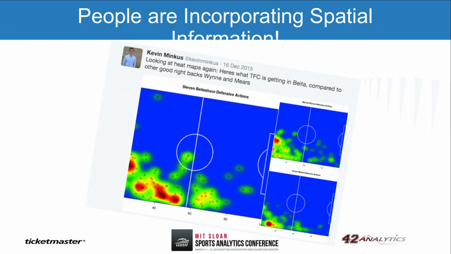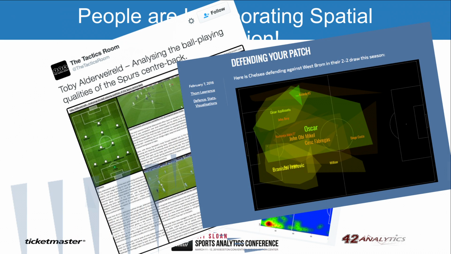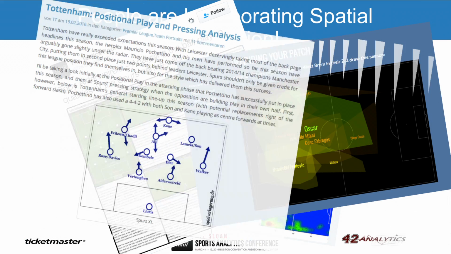And these are just a couple of examples I've seen online that I enjoyed, so I want to share them with you. And I know there's tons of others, and if anyone in the audience, if I haven't mentioned your work, I'm sorry. So Kevin Munkers has been posting these really cool defensive heat maps for some time. The Tactics Room always has really interesting insights using spatial information. Tom Lawrence has done some fantastic work on defending your patch, and TT always uses spatial information in his analysis.